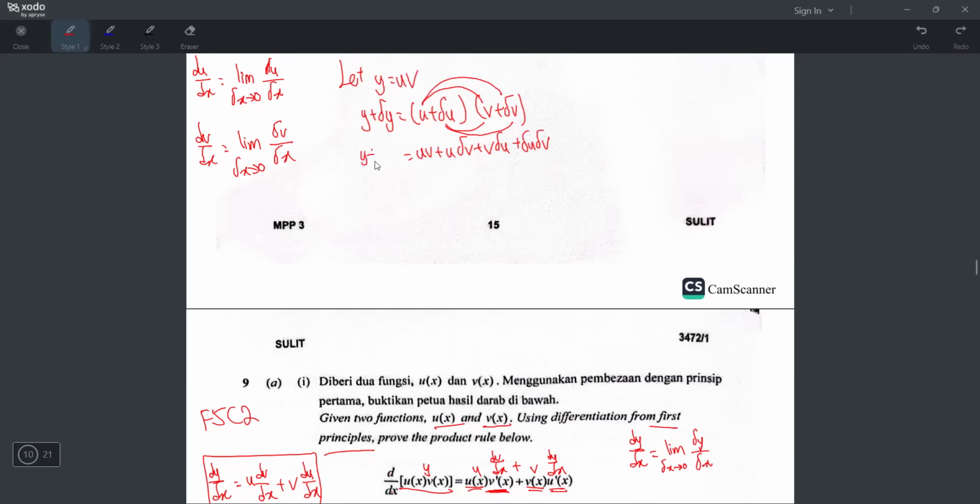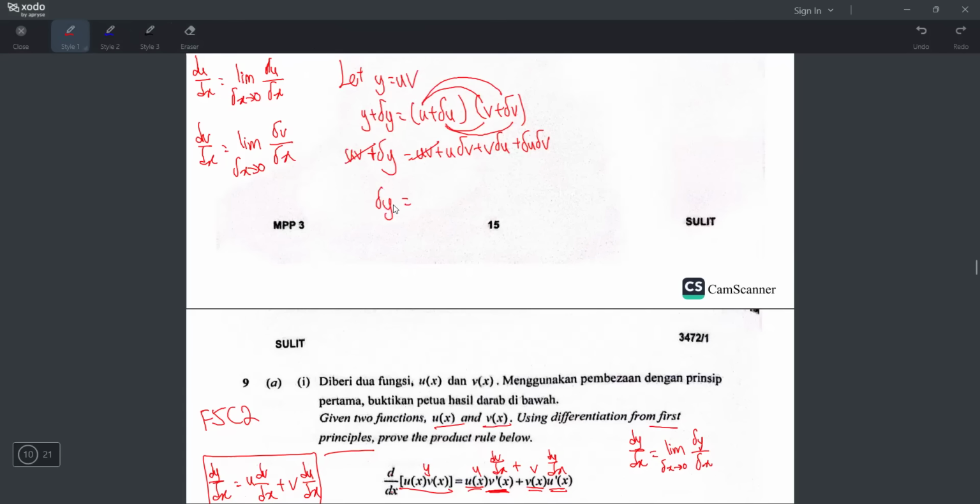And this is y plus delta y. But at the same time, the y you can substitute with the uv here, and later the uv you can cancel. So you write uv here. Why can cancel? Because uv minus uv is 0. So this is your delta y equals this one, this one, this one. What you have to do next?